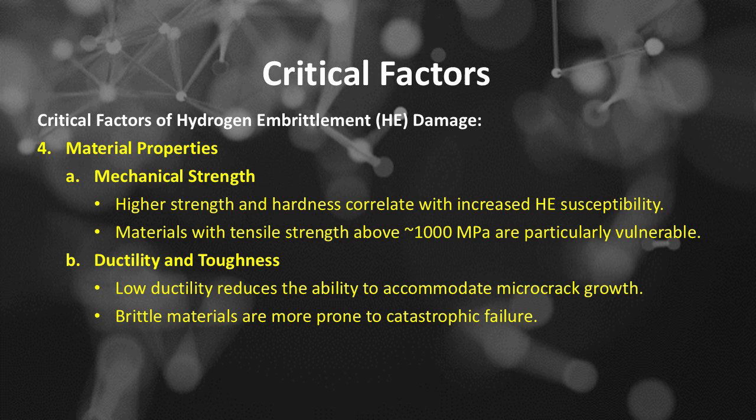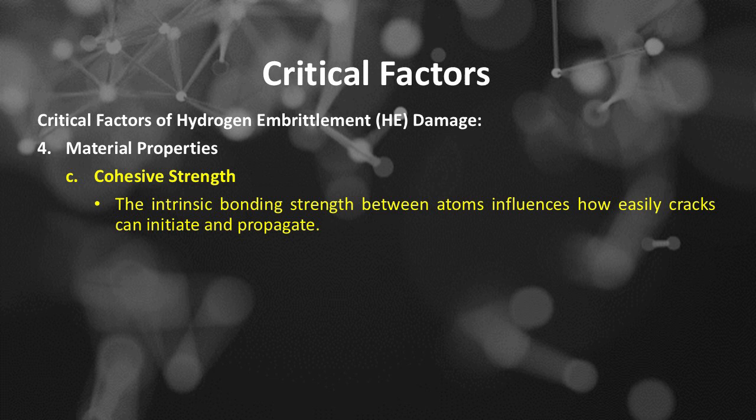Critical factors of hydrogen embrittlement damage. Number 4 is material properties, which includes, number A, mechanical strength. Higher strength and hardness correlate with increased HE susceptibility. Materials with tensile strength above 1000 MPa are particularly vulnerable. Material properties. Number B, ductility and toughness. Low ductility reduces the ability to accommodate microcrack growth. Brittle materials are more prone to catastrophic failure. Material properties. Number C, cohesive strength. The intrinsic bonding strength between atoms influences how easily cracks can initiate and propagate.